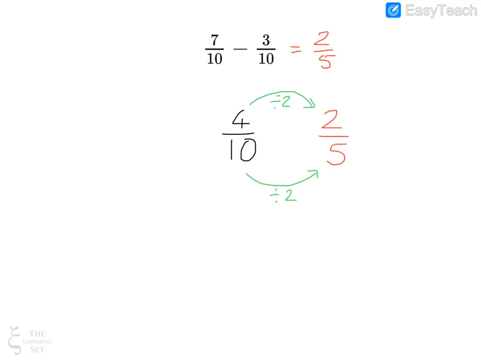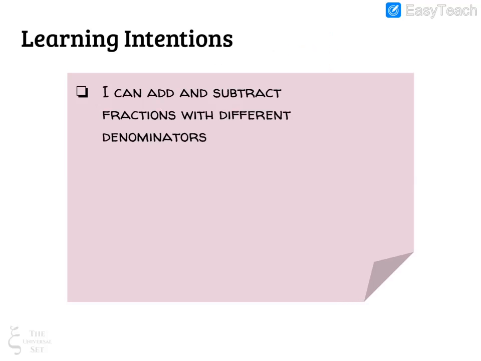Okay, we're going to get a bit more complicated now. What we're going to start looking at now is adding and subtracting fractions with different denominators. So all the ones we've looked at so far, they had the same denominator. These ones are going to have different denominators.